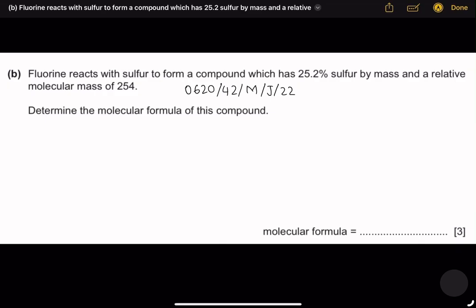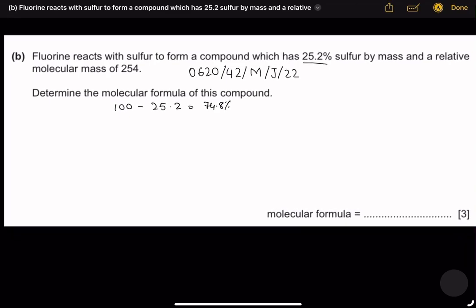So fluorine reacts with sulfur to form a compound which has 25.2% sulfur by mass and a relative molecular mass of 254, and we have to determine the molecular formula of this compound. So for that, first we have to get the percentage composition of fluorine, and to do that we'll be doing 100 minus 25.2, which is equal to 74.8%.